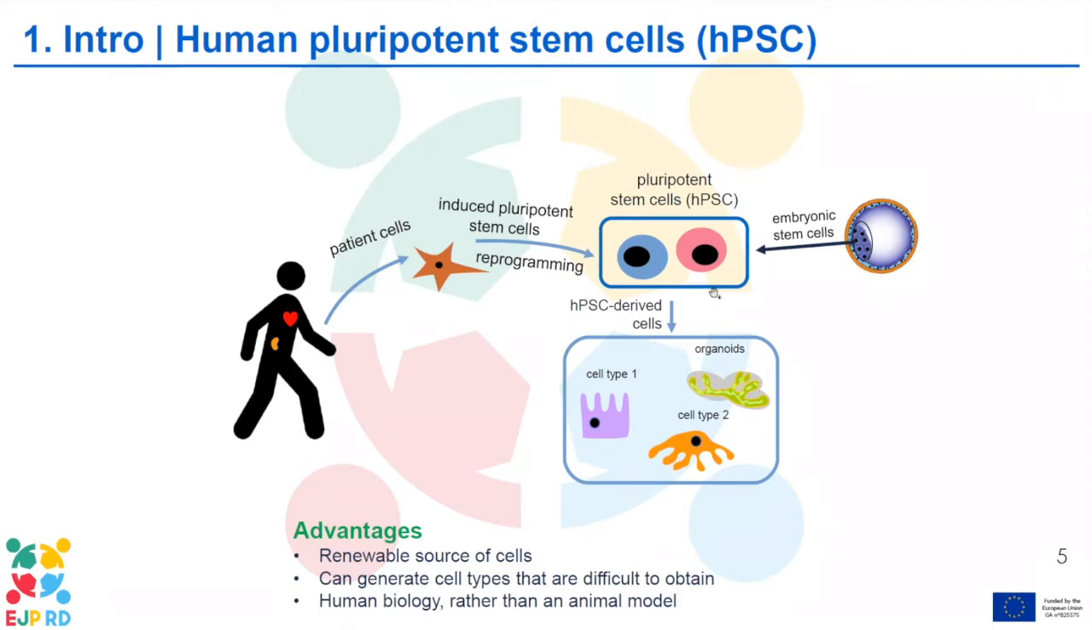These pluripotent stem cells have the advantages that they are a renewable source of cells. You can use them to generate specific cell types that may be difficult to obtain, such as brain cells. And any experiments that you perform would be based on human biology rather than an animal model, and this could possibly reduce the need for animal experimentation.